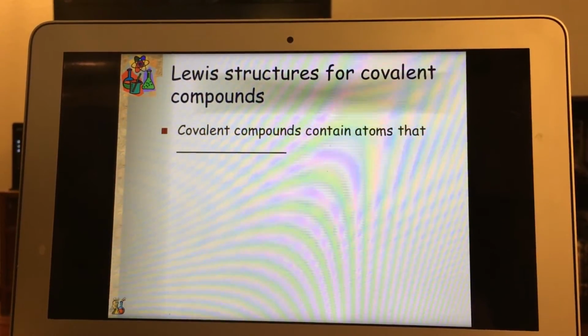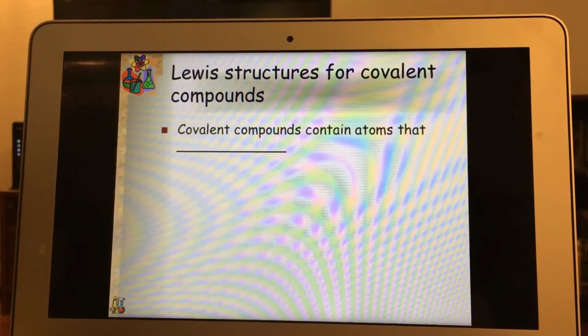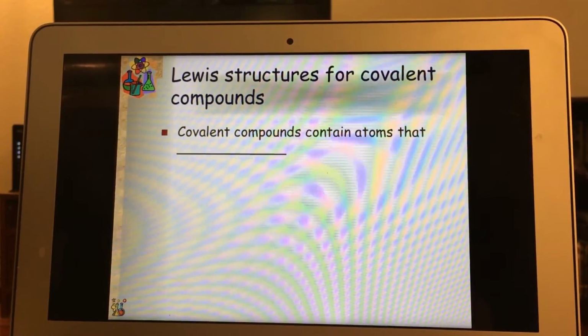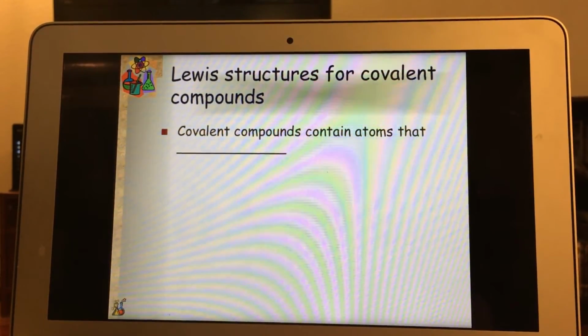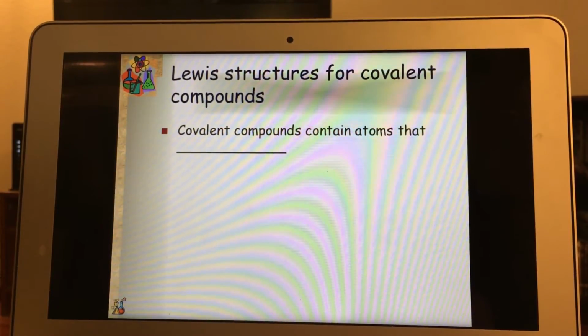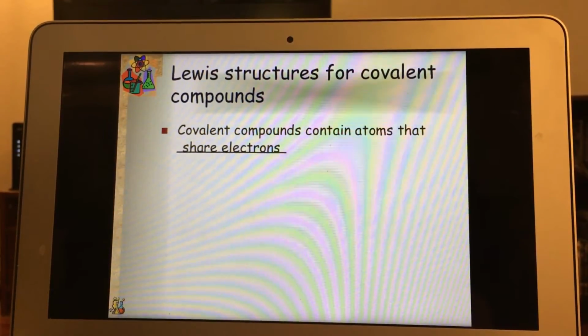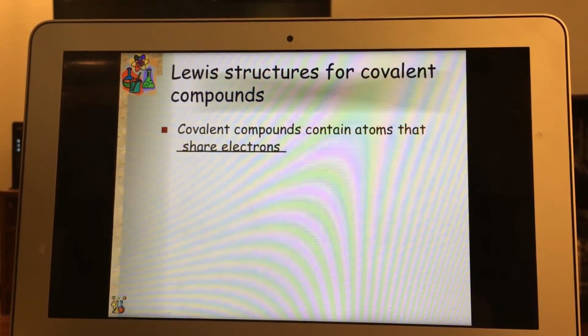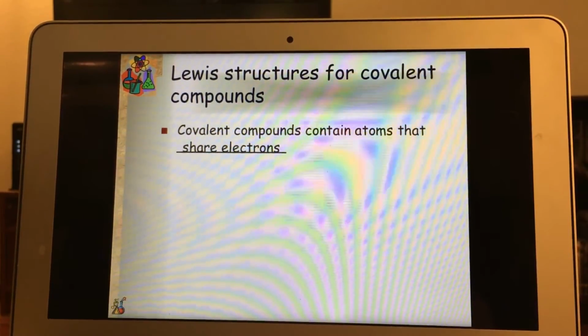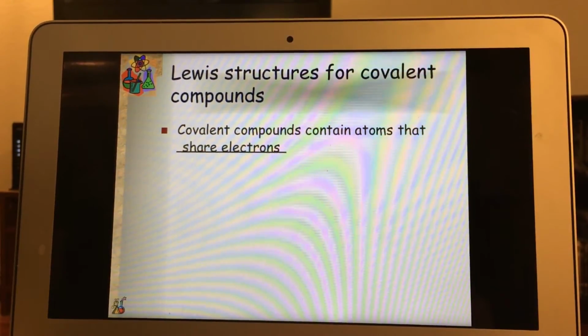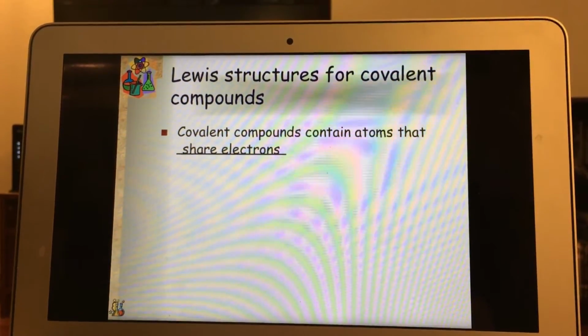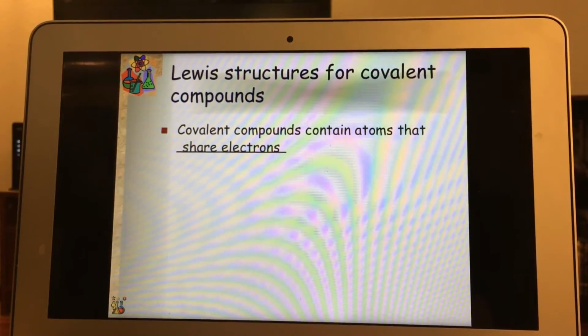Lewis structures, or electron dot symbols, are what we draw for covalent compounds. As we know already, covalent compounds that have atoms share their electrons between the atoms. They share electrons to become more stable, and ideally each atom will have a total of 8 electrons after the electrons have been shared, or they fulfill the octet rule.